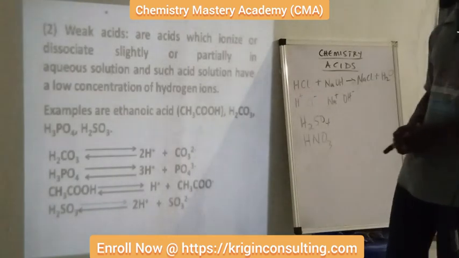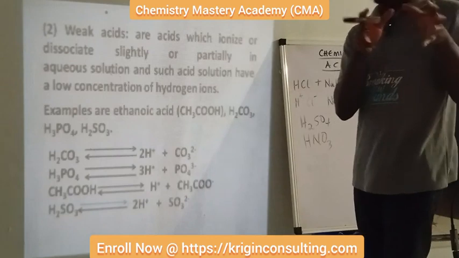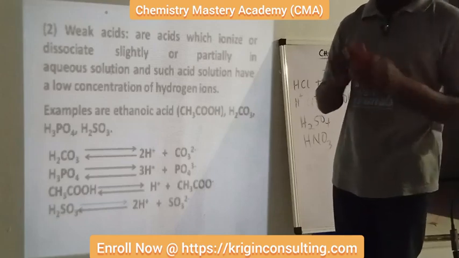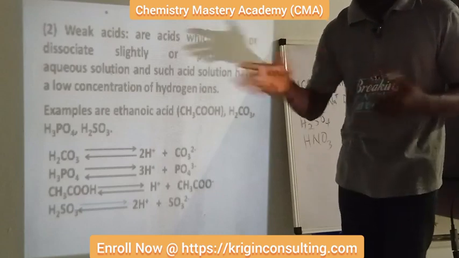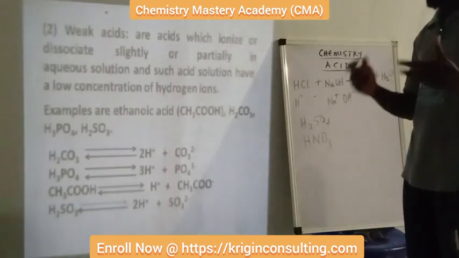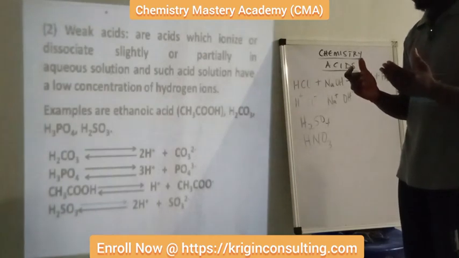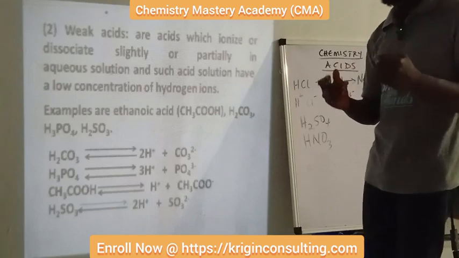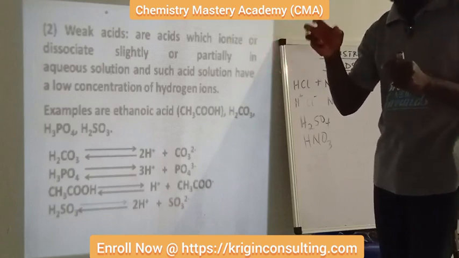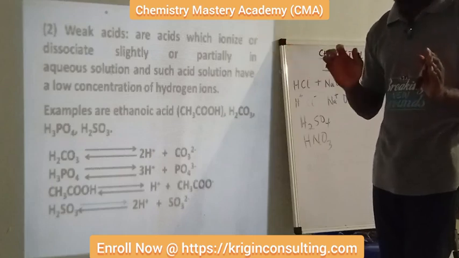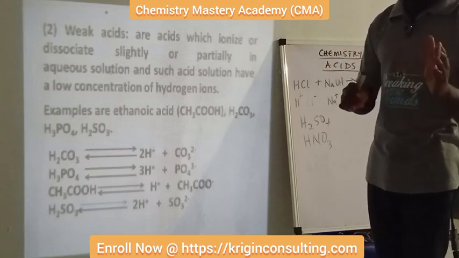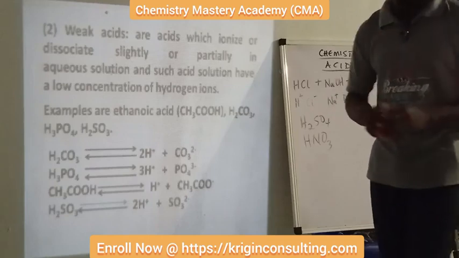Then we have weak acid. Now, if strong acid releases all of its hydrogen ion, then weak acid does not release all of its hydrogen ion. Okay, so it means that for weak acid, when it's reacting, it only releases what? Part of its what? Hydrogen ion. That means weak acid are acids that do not ionize completely in aqueous solution. Or weak acid are acids that ionize partially in aqueous what? Solution. While strong acid are acids that ionize completely in aqueous solution.